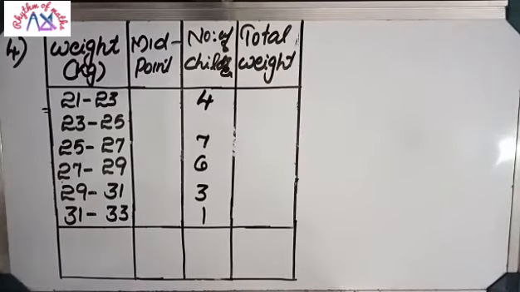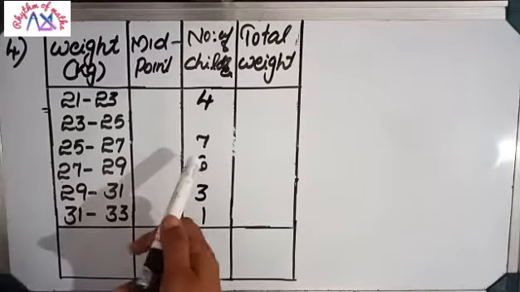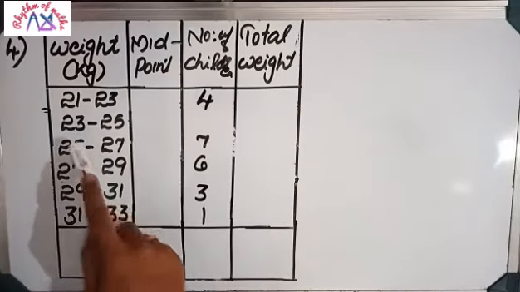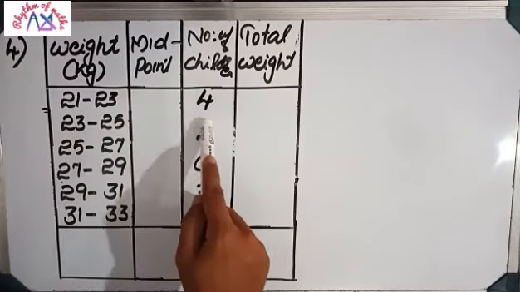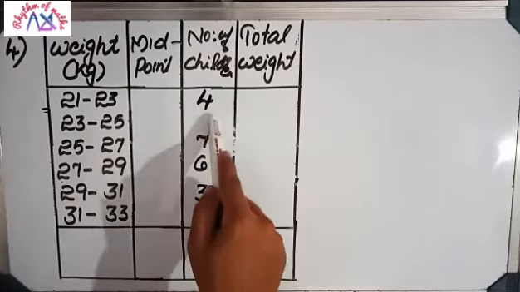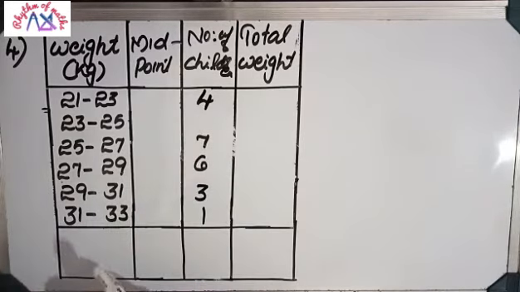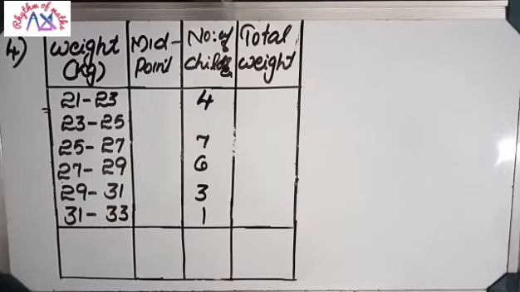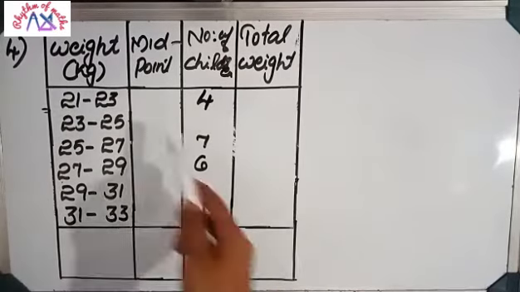In the fourth question, also one frequency table is given with the weight. Only these two columns are given: weight and number of children. For weight 21 to 23 kg, the number of children is 4, and for 23 to 25 kg, the number of children is not given. This is what we need to find here. The arithmetic mean is already given, that is 26.